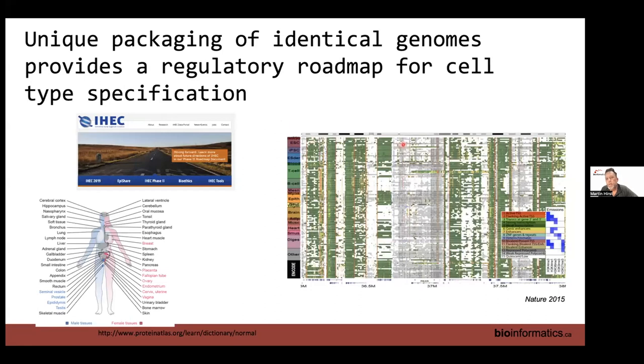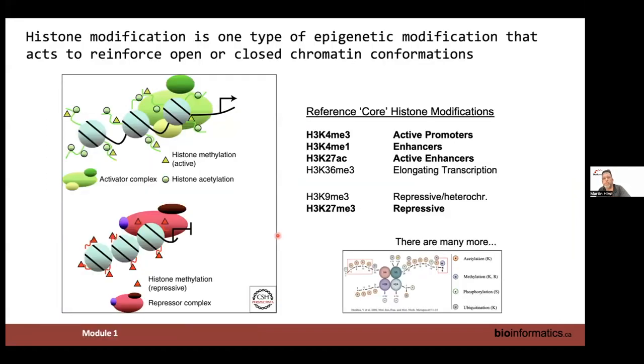So each row here represents an individual cell type, and we've labeled the cell types here on the left-hand column. And so this was an initial pass at about 111 human cell types, and subsequently we've continued to expand that, as I'll talk about in a minute. So what are these histone modifications?